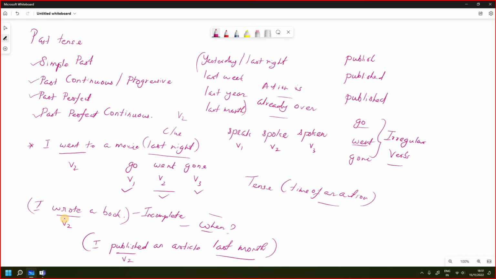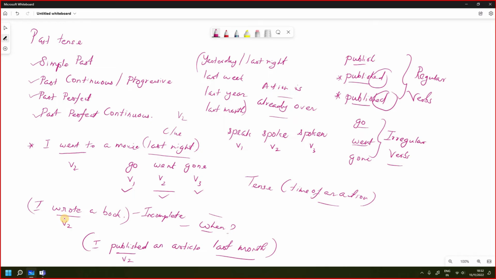But if you look at this one, publish, published, published, the only thing that we are adding is ed here. So that means it is following a regular pattern. So we call them regular verbs. These are certain things that you have to remember. Sometimes you'll have to understand the difference between this particular verb and this particular verb, because the spelling and pronunciation is the same.